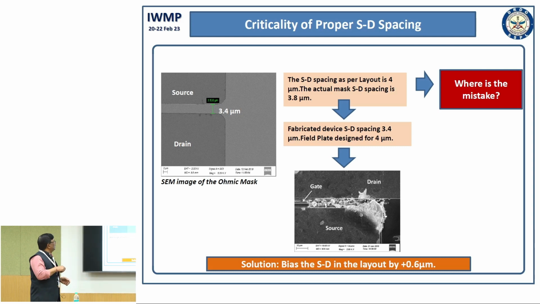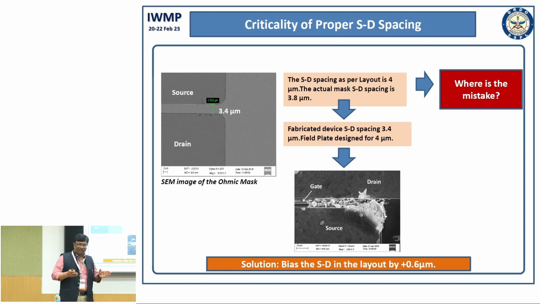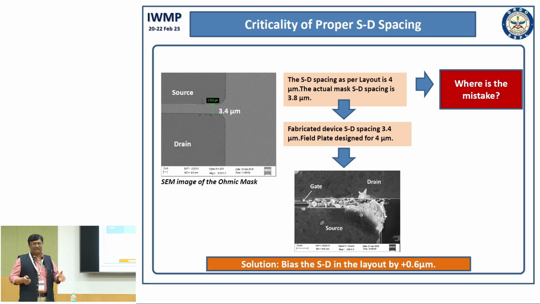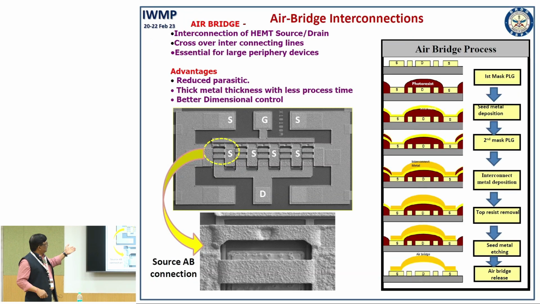We ensured that: initially we made a mask, and once we printed it we used to get 3.4 micron. So, now what we have done, we have biased the mask by 0.6. Now we are printing 4.6 distance between source and drain, and because of RTP and other diffraction effects, now we are having 4 micron, and that is how we are able to place the gate as well as source field plate correctly.